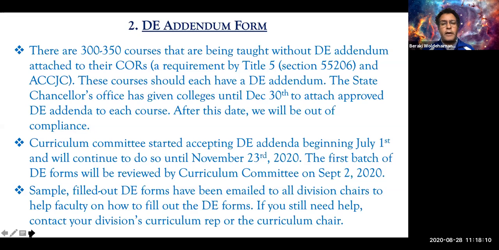So I feel it is simple to fill this out, given that there is now a sample. But if you still need help, make sure that you contact your division's rep to the curriculum committee, or you can also contact me so I could help. So the addenda form, this is a very important issue. If we don't submit latest by December 30th and approve the addenda, we will be out of compliance, and this is not good for our college and for our courses.